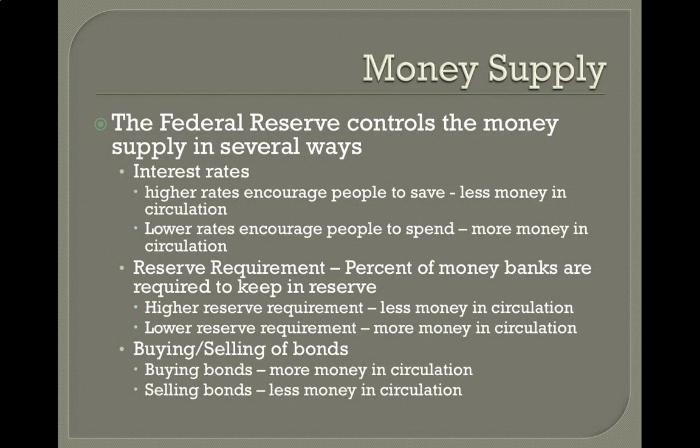And the third way that they can manipulate the money supply is through the buying and selling of U.S. bonds. If they buy bonds, they are putting more money out in circulation. They are taking more bonds out, putting money in the hands of bond owners. If they're selling bonds, they're trying to get less money in circulation. So you have the bond, but they have the cash.